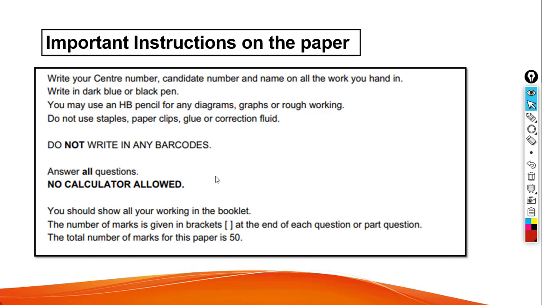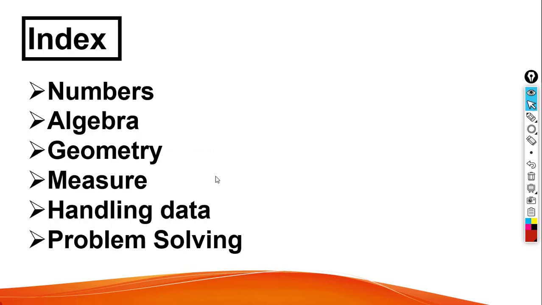You will need to answer all the questions, and no calculator is allowed for paper 1, while for paper 2, a calculator is allowed. You should show all your working in the booklet in order to gain marks. The number of marks is given in brackets at the end of each question or part question. The total number of marks for this paper will be 50. So there are a few important topics for checkpoint mathematics year 9 which will be covered: numbers, algebra, geometry, measure, handling data, and problem solving.